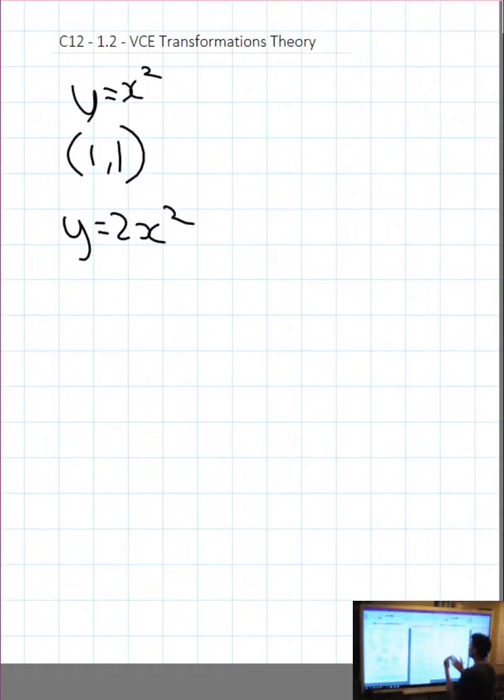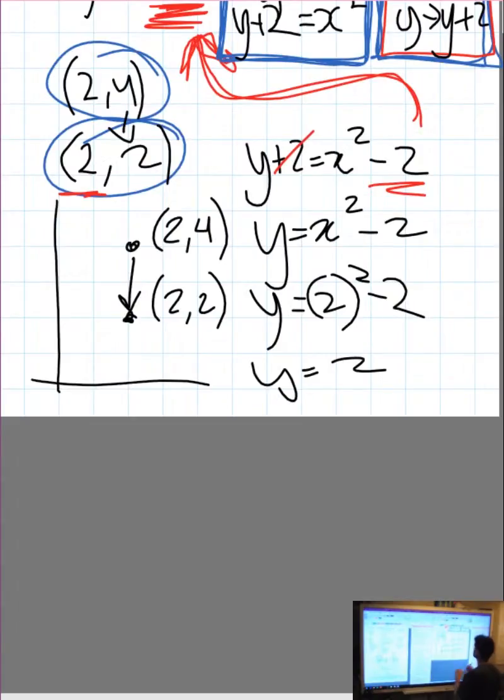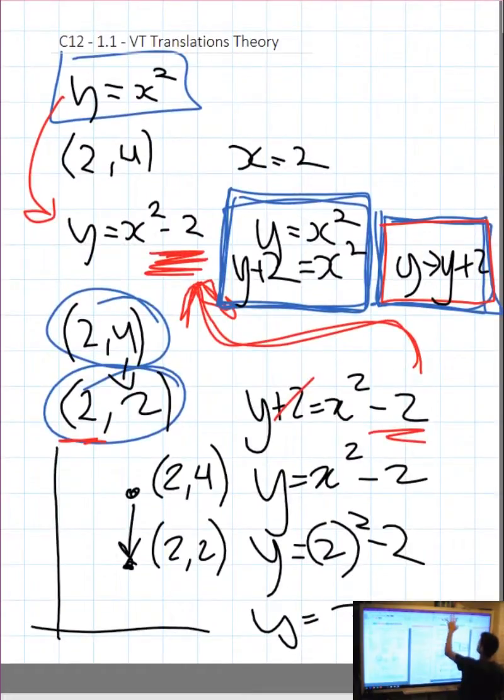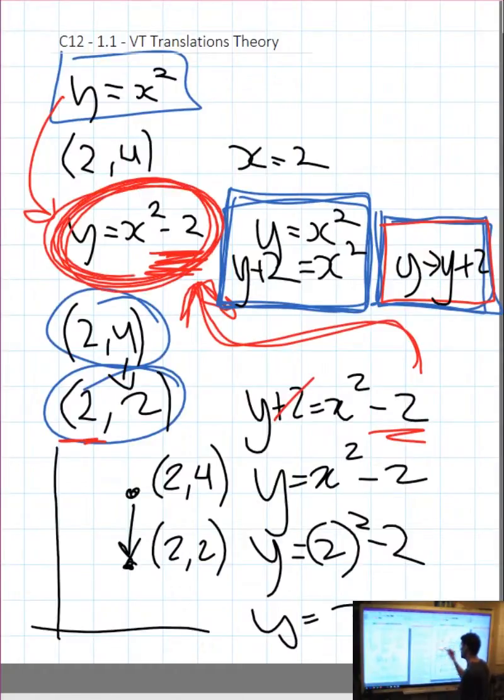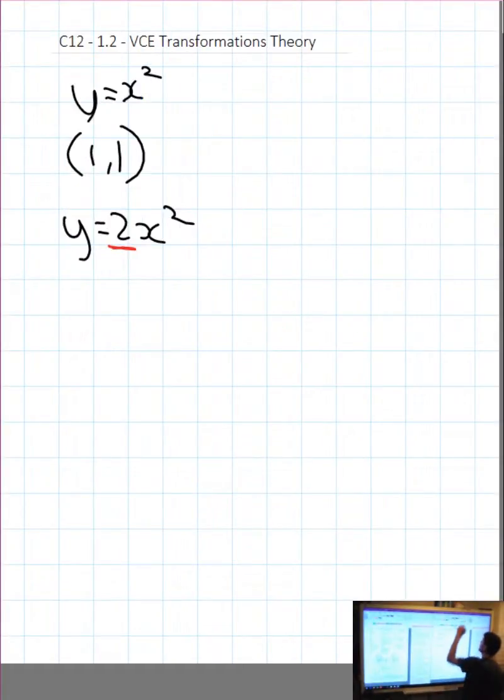So what has happened to get this 2 here? Again, remember the plus 2 that we were speaking about off to the, the minus 2 off to the right, and how it got there by substituting y plus 2 and then subtracting 2 from both sides? Well, I'm wondering where this 2 came from.